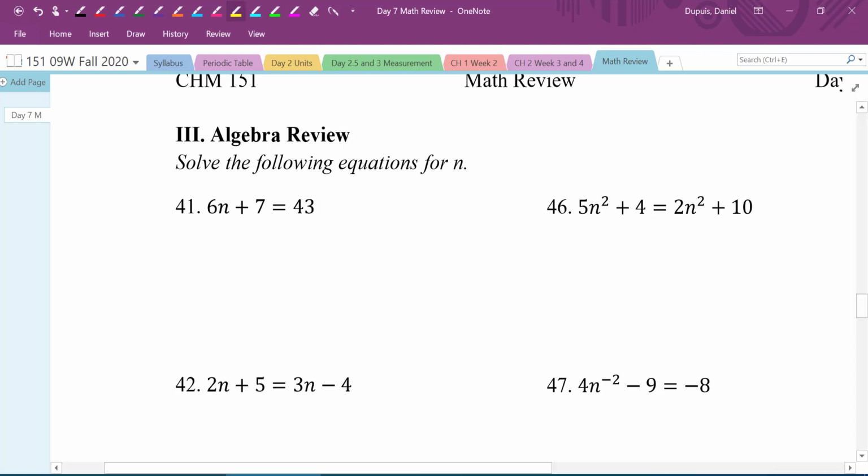So, n is right here. I got to get n by itself, excuse me. And so, minus 7 from both sides, right? So, that would give me, what? 6n equals 36. Divide both sides by 6. So n would be 6. All right.